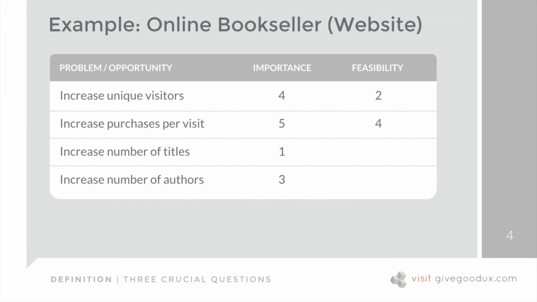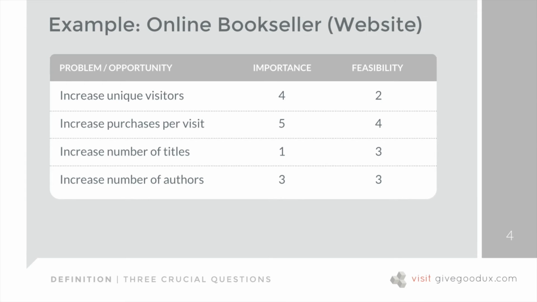Same thing with increased number of authors. Could we do it? Yeah, but is it the best use of our time? And do we have the time and the money and the personnel to make all these phone calls, to reach out to new authors, to research the books that they already have, to figure out whether they're even worth talking to in the first place? Sounds like a lot of work. So feasibility is a 3.